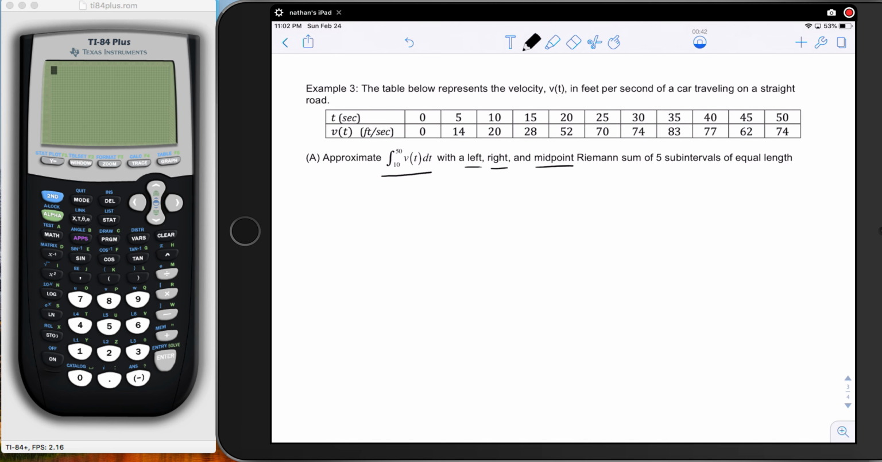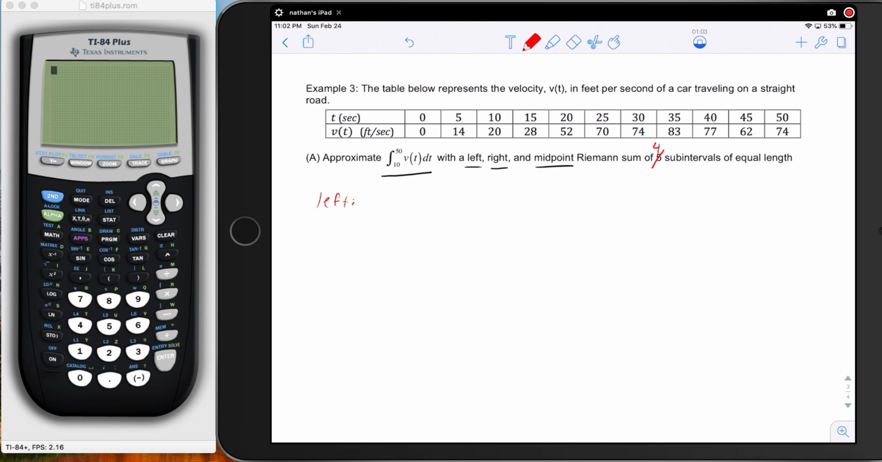And I made a typo here. If you can actually change that 5 to a 4, that would be awesome. Sorry. And you'll see why this doesn't quite make sense in this problem. So let's start with the left.